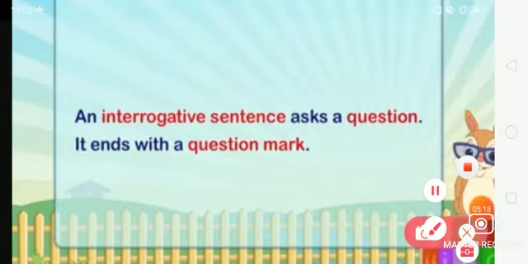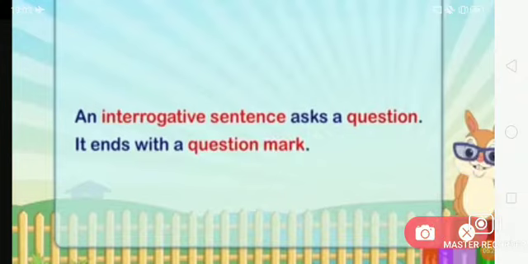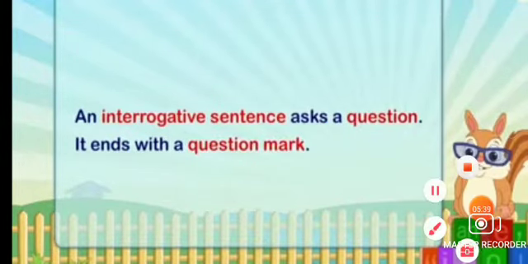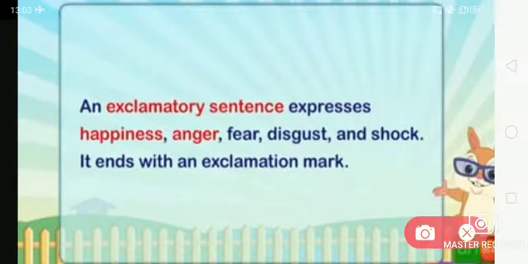Students, what is an interrogative sentence? An interrogative sentence asks a question and ends with a question mark. This is a question mark. A sentence that ends with a question mark is called an interrogative sentence, and it asks a question. It is very easy to learn.